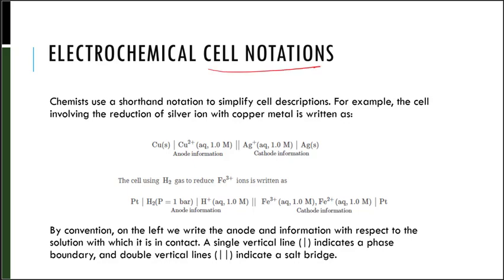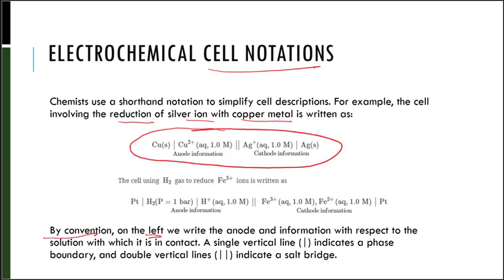Let's look at some electrochemical cell notations. Chemists use a shorthand notation to simplify cell descriptions. For example, the cell involving the reduction of silver ion with copper metal is written as this. By convention, on the left, we write the anode and the information with respect to the solution with which it is in contact. A single vertical line indicates a phase boundary, and the double vertical lines indicate the salt bridge.